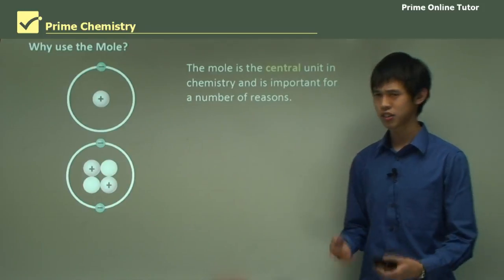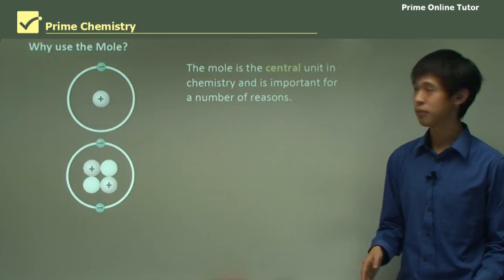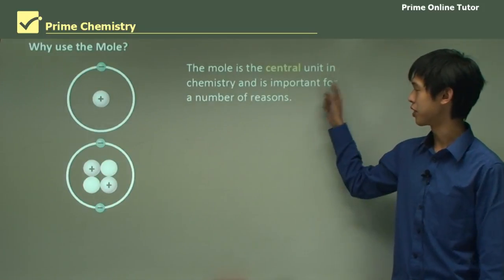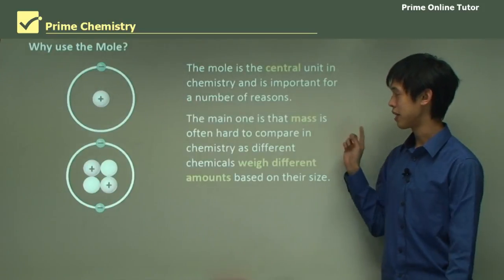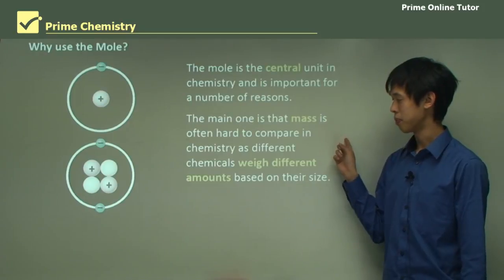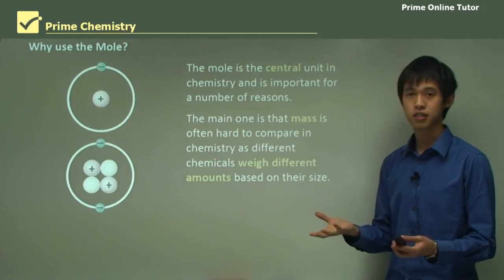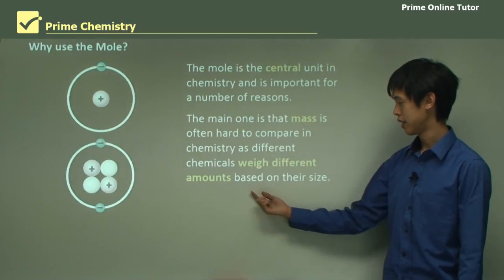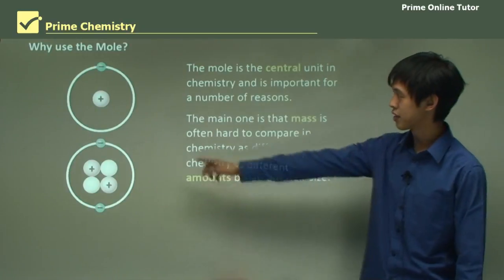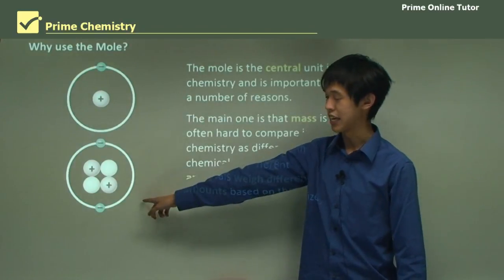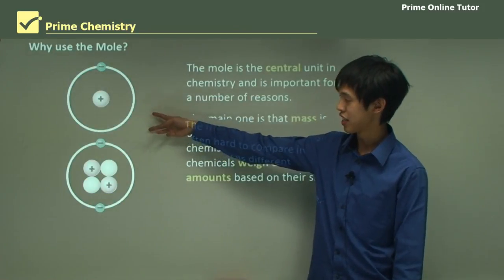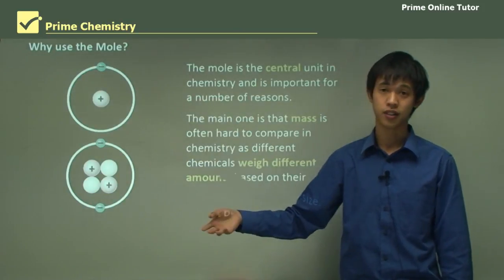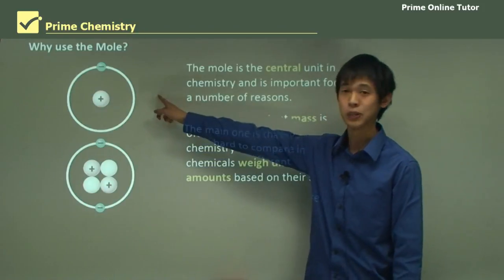So again, we're going to quickly touch on why use the mole. Well, the mole is a central unit in chemistry, and it's important for heaps of reasons. The main one is that mass is often hard to compare because the chemicals weigh different amounts in terms of their actual molar mass and their size. So for instance, here we have hydrogen and here we have helium. Now they're right next to each other on the periodic table, but in terms of mass, they're going to be very different. This one's almost 4 times as big as this one.